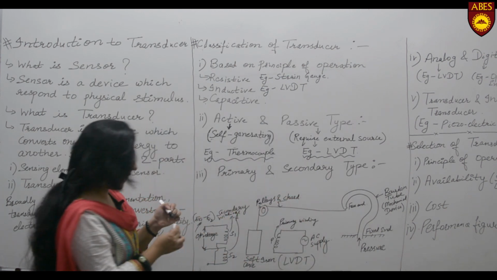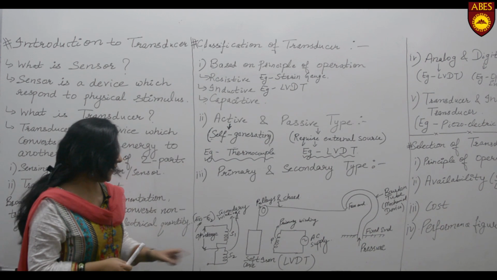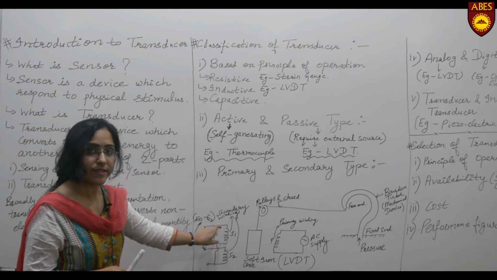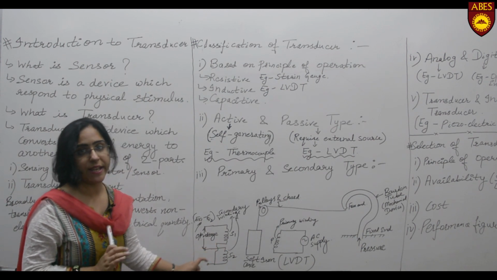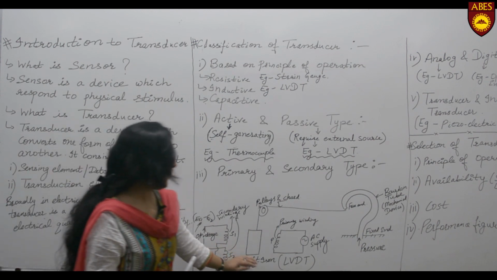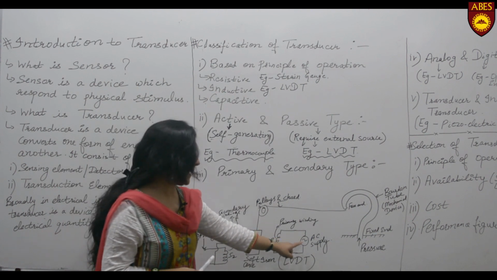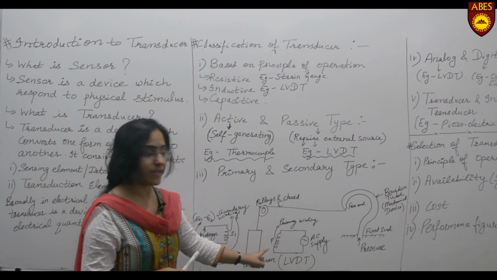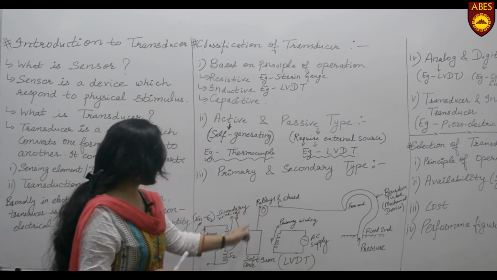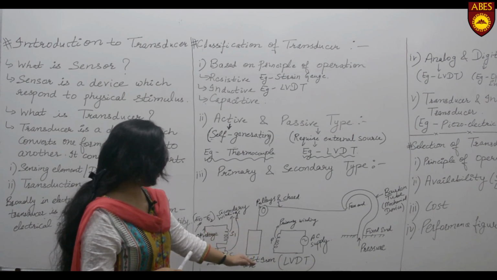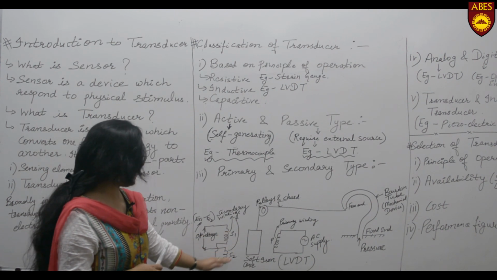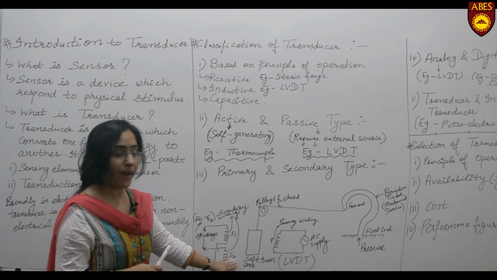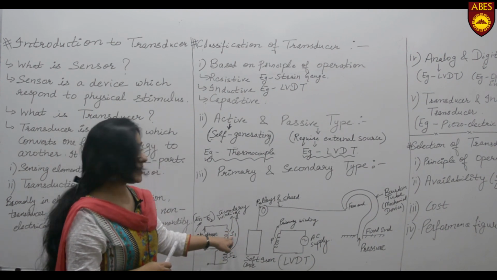ES1 minus ES2. So ES1 is the voltage induced in the secondary side, S1. ES2 is the voltage induced in the secondary side, S2. Now, what is happening when the AC supply is given, the primary winding is excited. In that case, as the displacement of the soft iron core moves more towards the downward side, the flux linkage towards S2 is more and flux linkage towards S1 is less.